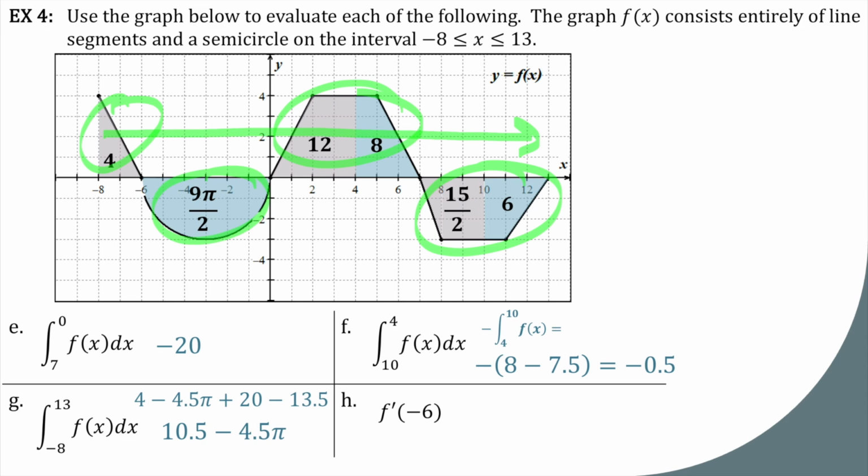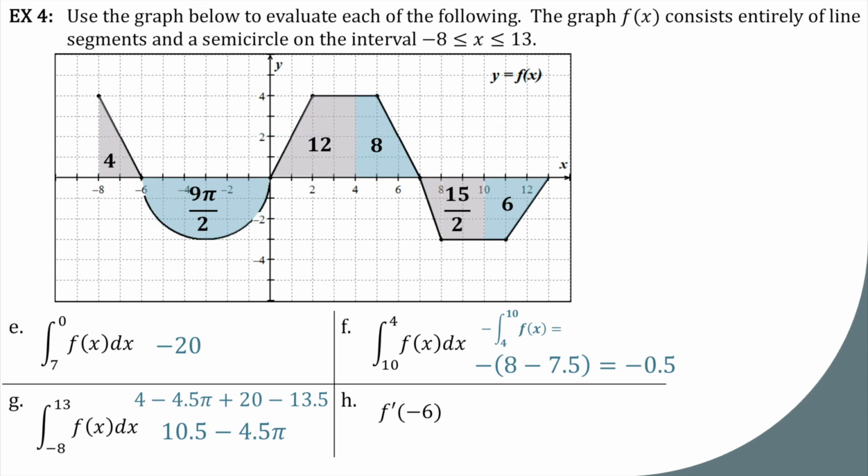And then h, oh my, what's f prime of negative 6? It wants the derivative at negative 6. The slope of this graph at negative 6 is, well, see, it's different coming from the left than it is coming from the right. That's a cusp, so our derivative actually does not exist there.